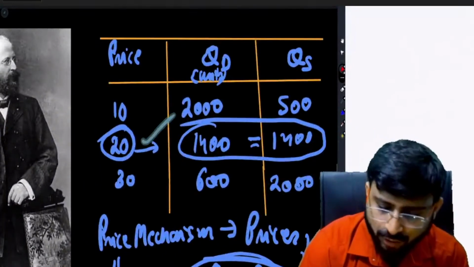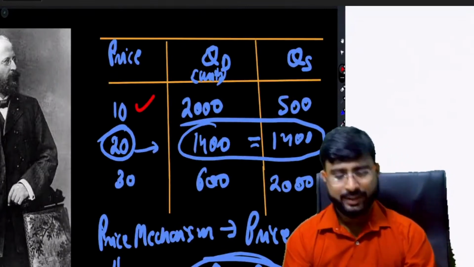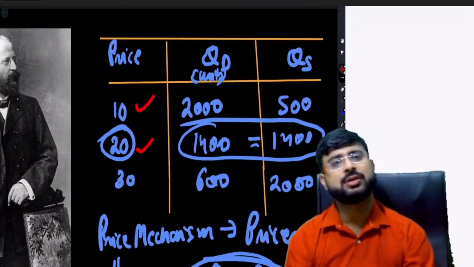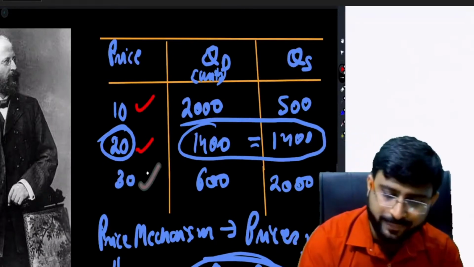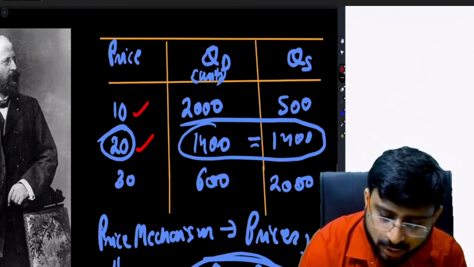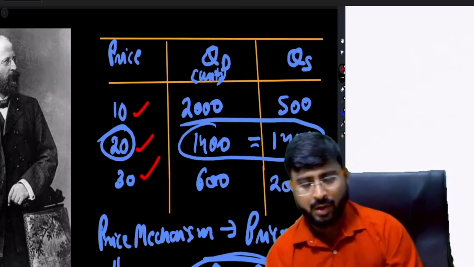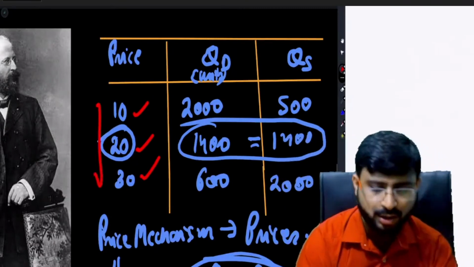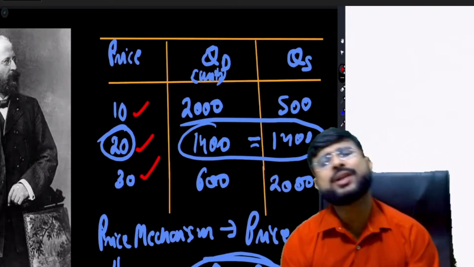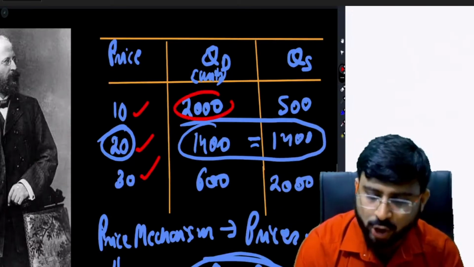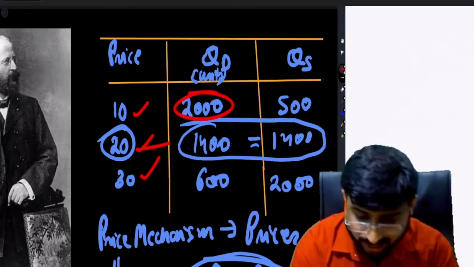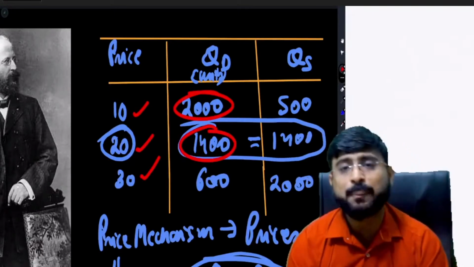suppose the price of a product was 10 rupees. Then it increased to 20 rupees. Then it went to 30 rupees. Now pay attention everyone. When the price increased, what happened with demand, sir? See, when the price was 10, demand was 2000 units. When the price increased further, what will happen to demand?